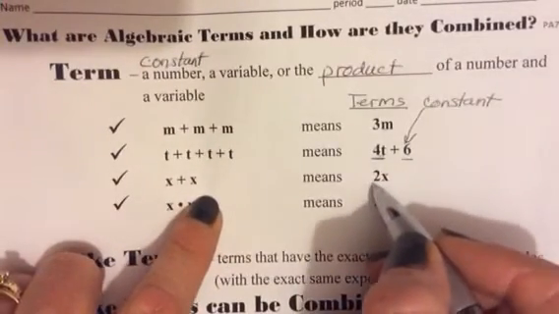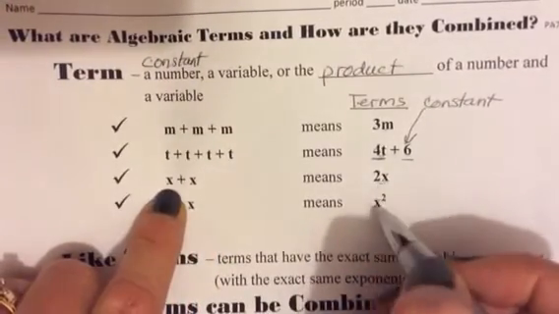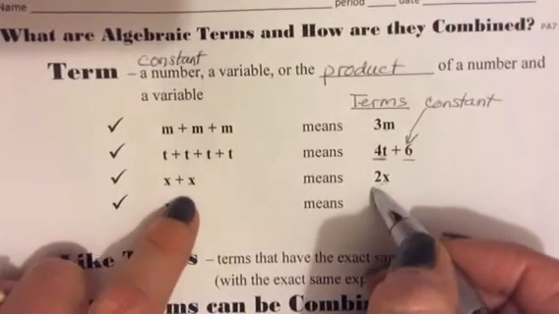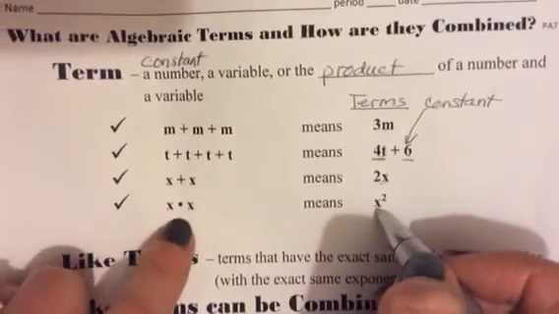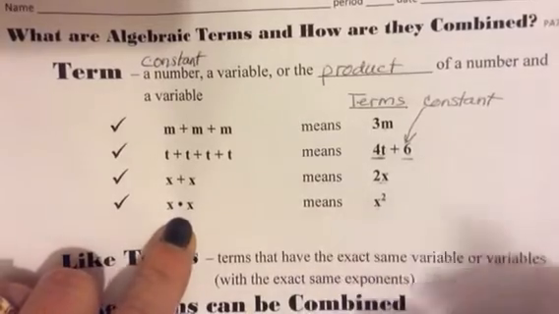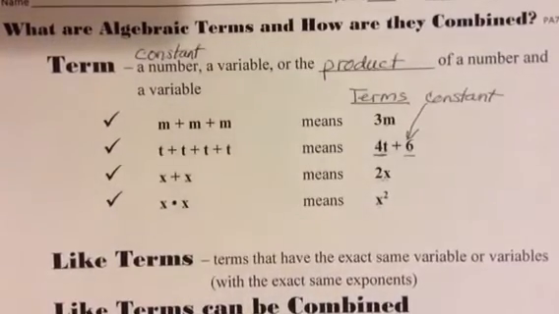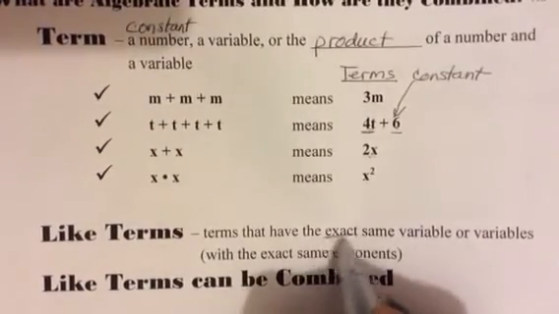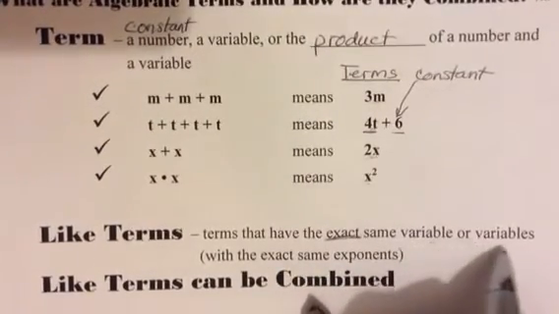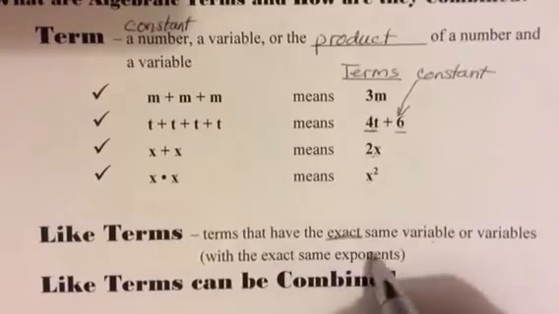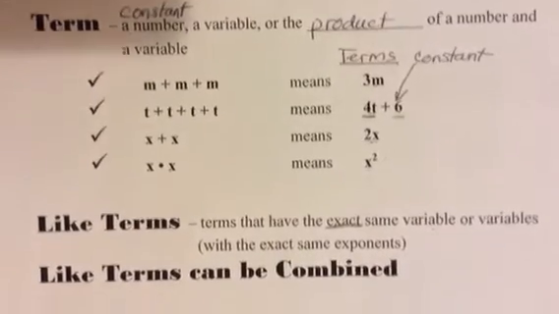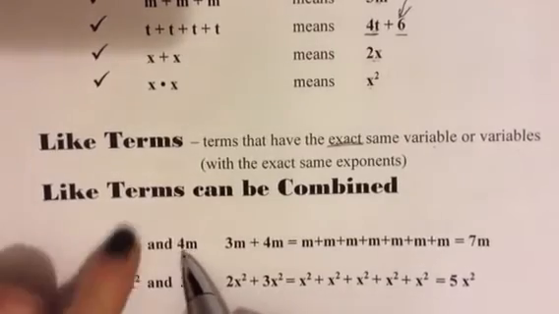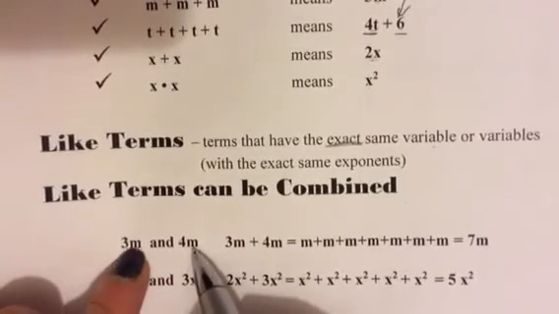Okay, this term, 2 times x, means x plus x. This term, x squared, means I have x times x, which is different than x plus x. It's a product, but that would be a term by itself. Okay, so like terms are terms that have the exact, and that's so important, same variable or variables with the exact same exponents. So some like terms, we have 3m and 4m, those are like terms.